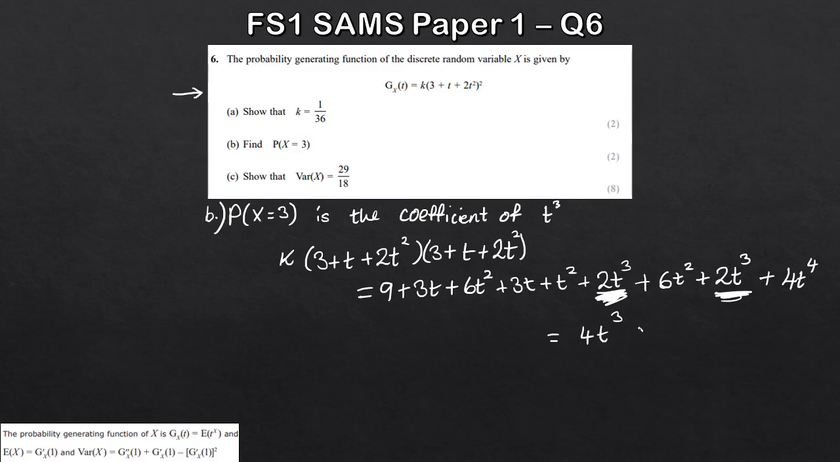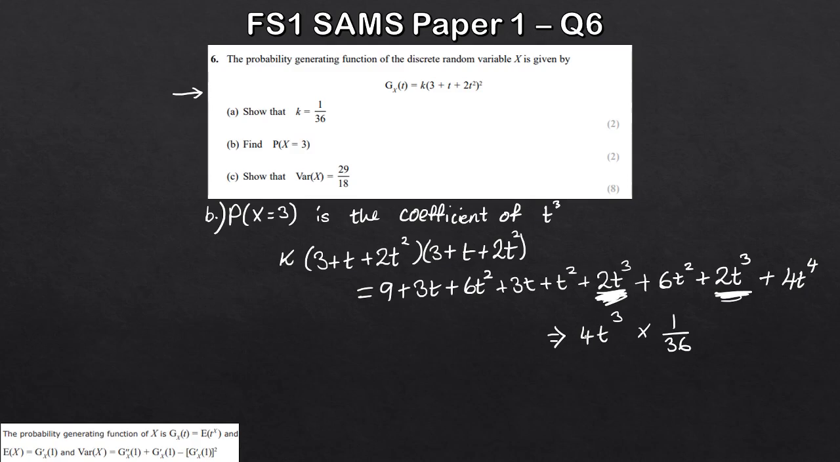And then don't forget we need to times this by 1 over 36. Okay, so even if you can't do part A, you still can carry on with the rest of the question. So don't be put off if you find maybe the first part difficult. You still can carry on with this question.